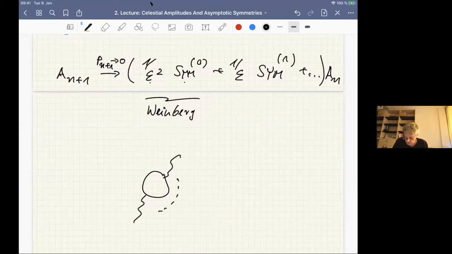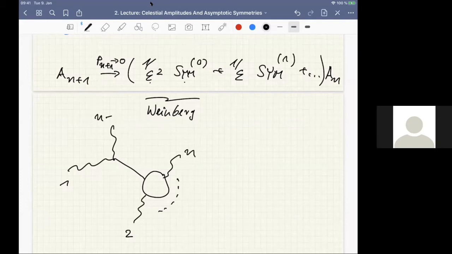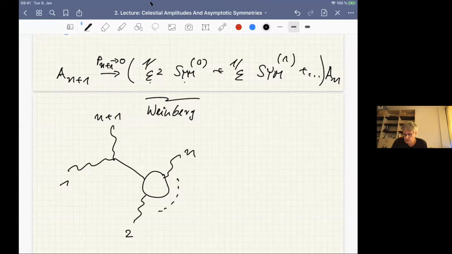Hello, may I ask a question? Yeah. I'm a bit confused about this pole structure. Here, are you considering holomorphic soft limits or anything? Because, I mean, 1 by epsilon square, when you say. No, this is completely general. This is in four dimensions. You can just work with real polarizations and vectors, and then you compute it. When you specify to helicity, you then get either holomorphic or anti-holomorphic split factors.